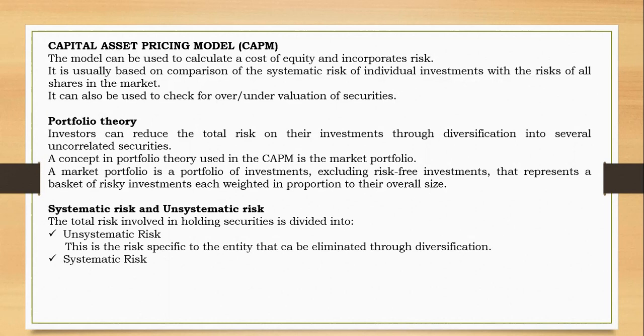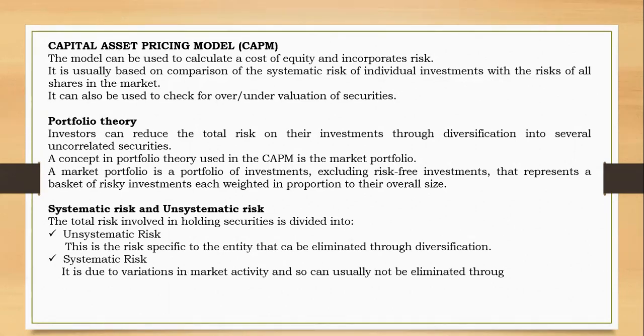But when speaking of systematic risk now, this one is due to the variations in the market. It is the market risk, and so it can usually not be eliminated through diversification. You can invest in a lot of shares in a lot of different securities, but still it would remain there. That is what we call systematic risk. Now, our main point here on systematic risk is how do we use it in the capital asset pricing model?